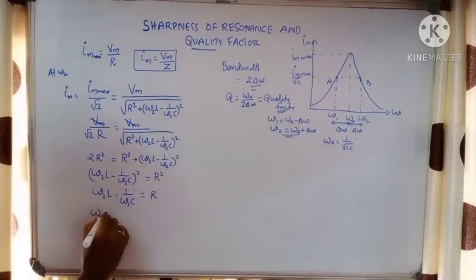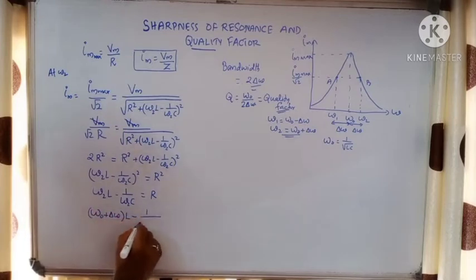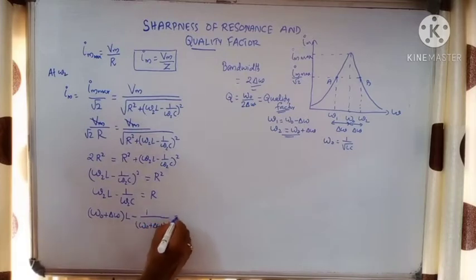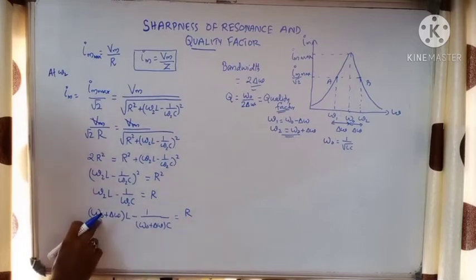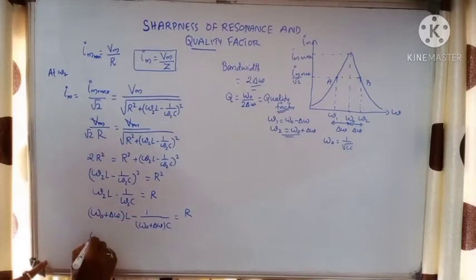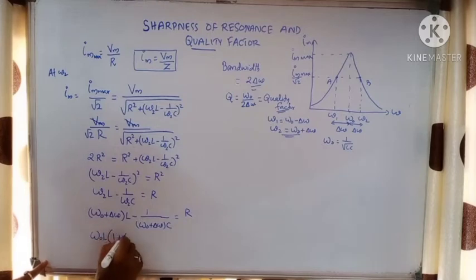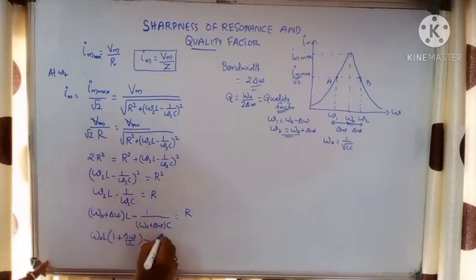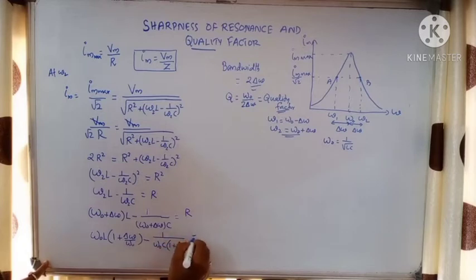So omega 0 plus delta omega, into L, minus 1 by omega 0 plus delta omega, into C, is equal to R. Here we take omega 0 outside the bracket. When we take omega 0 outside, L also we can take along with this. What is left inside the bracket? 1 plus delta omega by omega 0. Minus, in the denominator also we take omega 0 outside, C also along with this, 1 plus delta omega by omega 0, is equal to R.